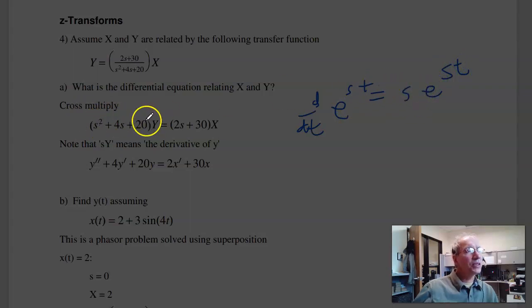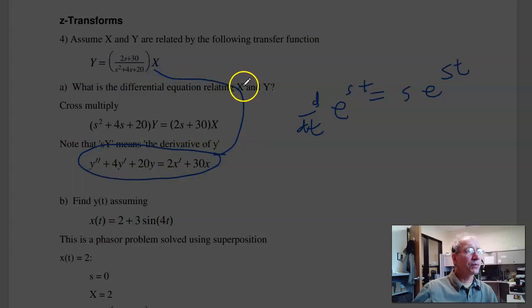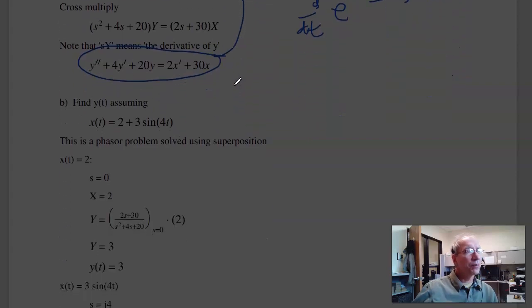So this is notation that means the second derivative of y plus 4 times the first derivative plus 20 times y is 2 times the derivative of x plus 30x. So this differential equation is the same as that transfer function. Just different ways of writing it. The reason we like transfer functions is it makes analysis much easier.